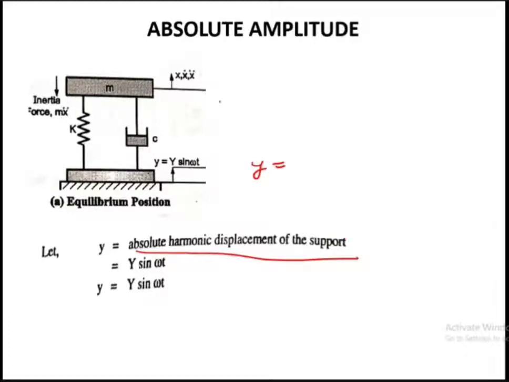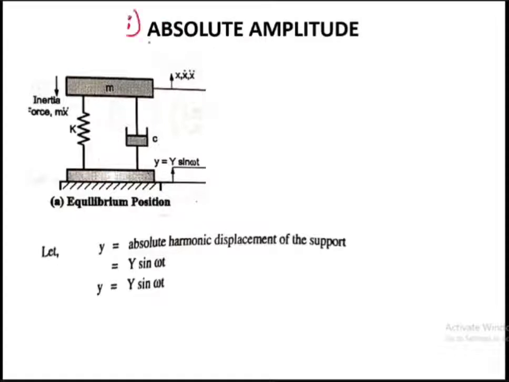Means what? You can say the motion of the support, or the absolute harmonic displacement of the support, is with respect to the earth coordinates, the system attached to the earth coordinate. There is some fixed point, or you can say a fixed system, right? So that is why I am considering this y as the absolute harmonic displacement. Okay, try to understand that there are two cases. First is the absolute amplitude, and second is the relative amplitude.